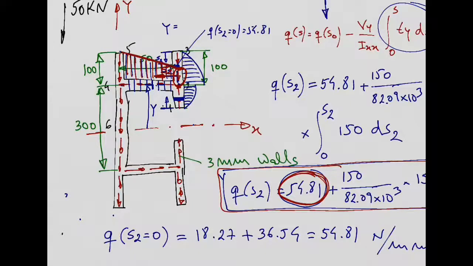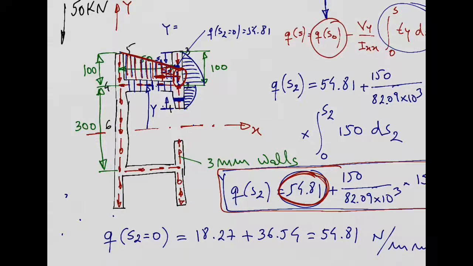Don't forget, in this equation, we need always to define an initial shear flow. Point 2 is not a free edge, so the shear flow there is not 0. But we know that the shear flow here is going to be the sum of this shear flow arriving from point 1 with this shear flow arriving from point 3, and that is equal to 54.81. I think we finished here.